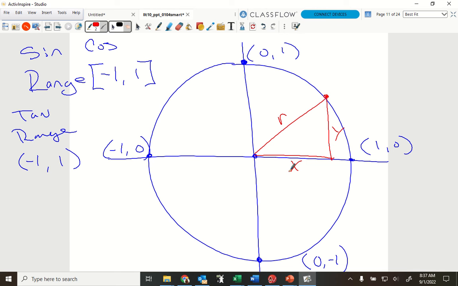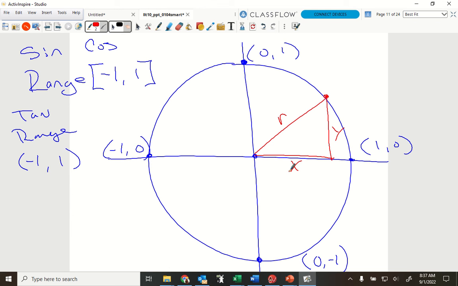What do we know about the Pythagorean theorem? I would rather people guess than sit there and stare at me awkwardly. Very good. A squared plus b squared equals c squared.